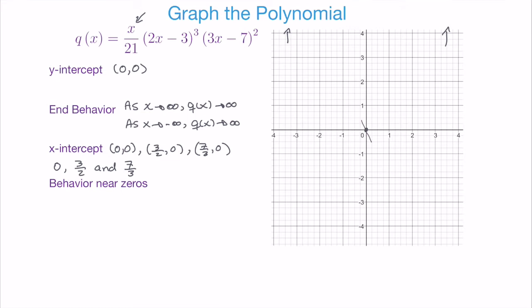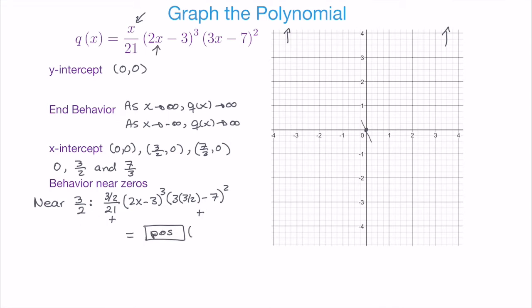Now let's look at the behavior near 3 halves. So we plug in 3 halves everywhere except here, and we get 3 halves over 21 times (2x minus 3) cubed times (3 halves minus 7) squared. This factor is positive being squared, and what we get here is a positive number times (2x minus 3) cubed, which means that the graph is crossing at 3 halves like a positive cubic. Let's graph that. At 3 halves right here, my graph is crossing like a positive cubic.